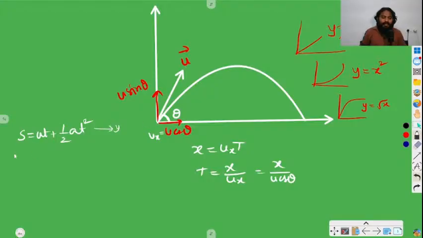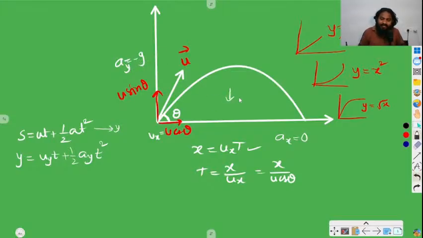Here the displacement along the y-axis is y, which is equal to the initial velocity along y, uy t, plus half ay t square. And you know very well, along the x-axis there is no acceleration, it is 0. That is why we directly use distance equals displacement equals speed into time, right? If there is an acceleration, you cannot use this; you have to use v is equal to u plus at. But along the y-axis there is an acceleration, that is the acceleration due to gravity, in the negative direction, right? The g value is always downwards.